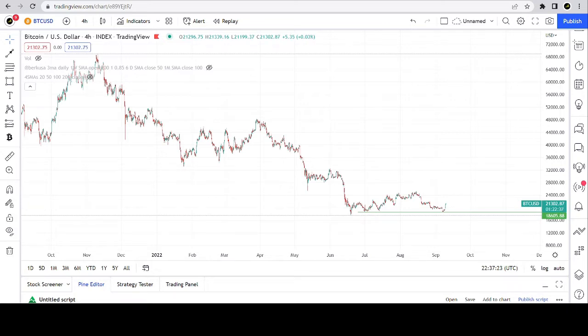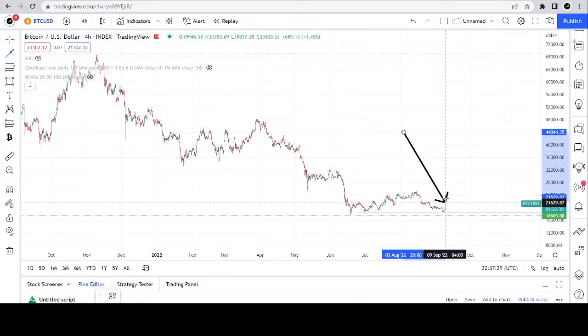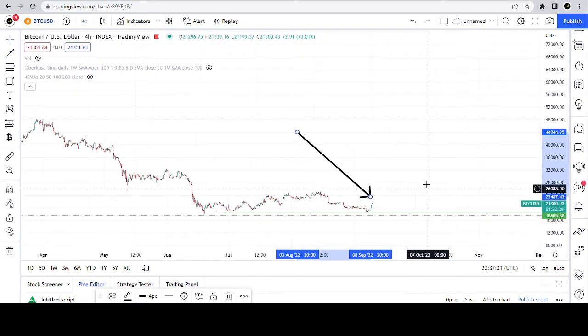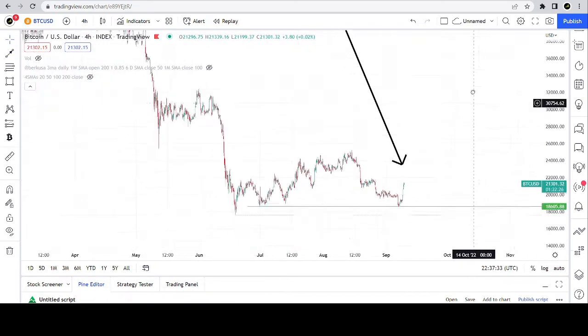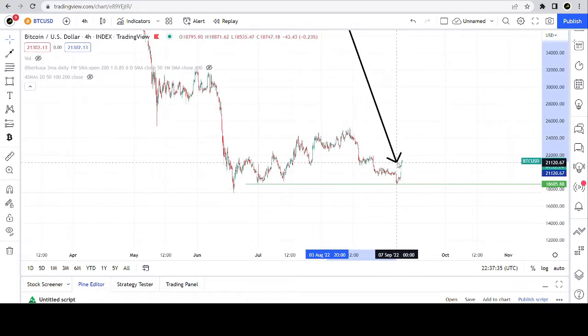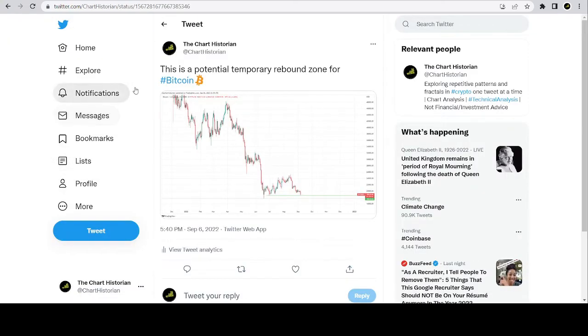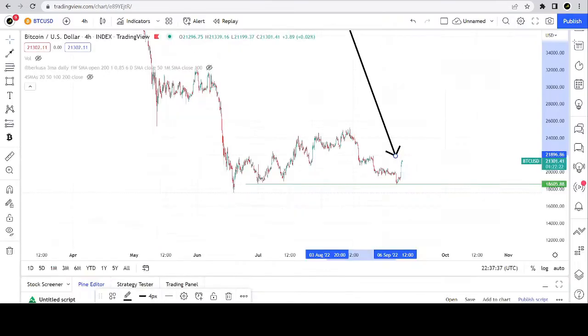So today I have the Bitcoin chart open, and I am enjoying this nice, refreshing move up that Bitcoin has currently been in the midst of printing. Now, the other day over on Twitter, I posted this tweet saying this is a potential temporary rebound zone for Bitcoin. This, of course, was before it moved up.